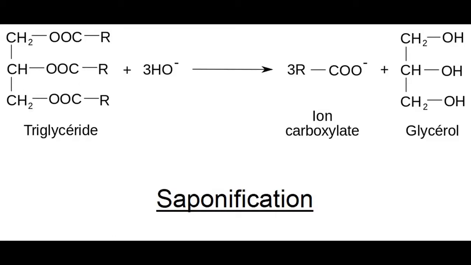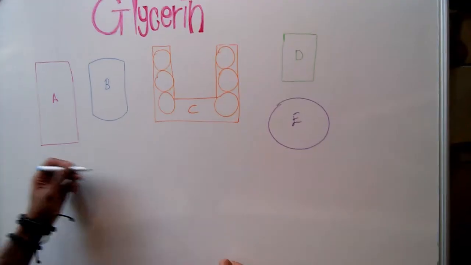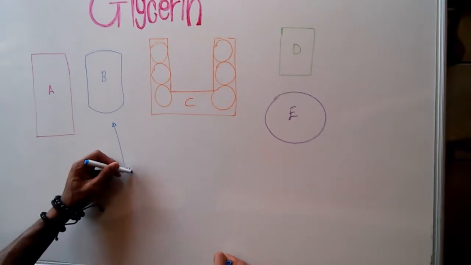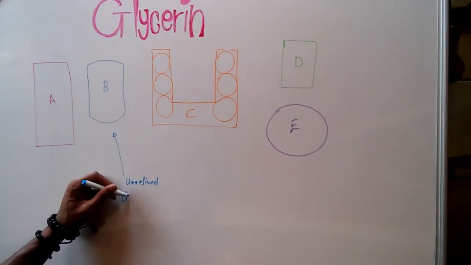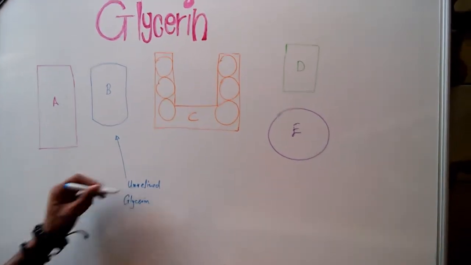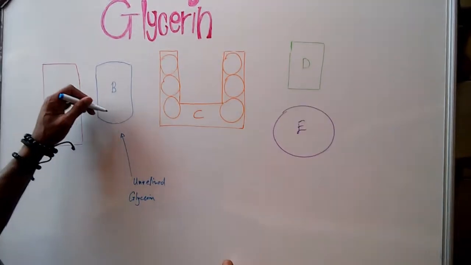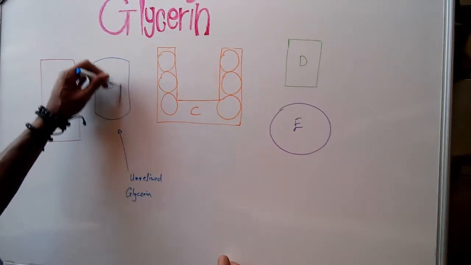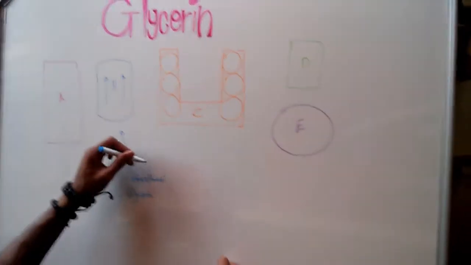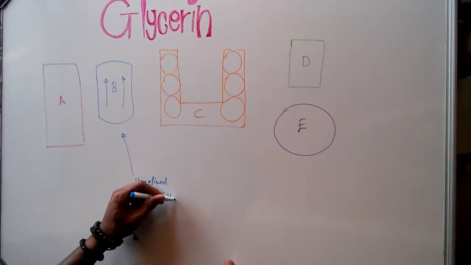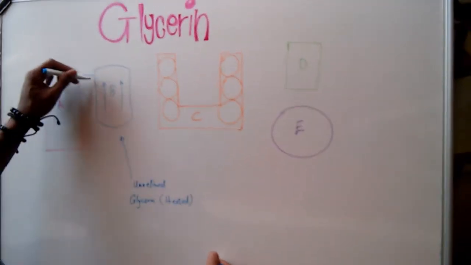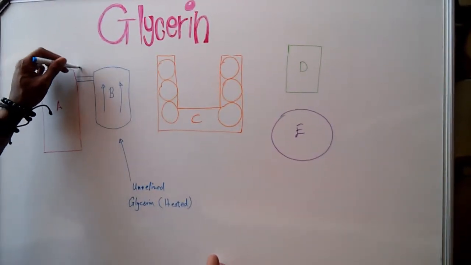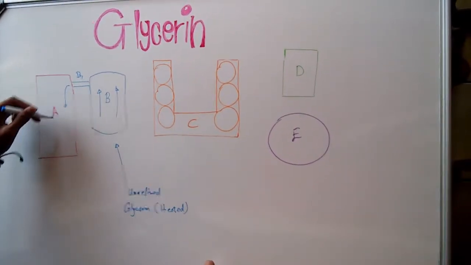Glycerin is made through a process called saponification. In this part of the video we will be discussing this process. The unrefined glycerin mixture is heated in section B by means of a coil. Due to heat, the fluid evaporates. With nowhere else to go, the fluid leaves through valve B1 into chamber A.